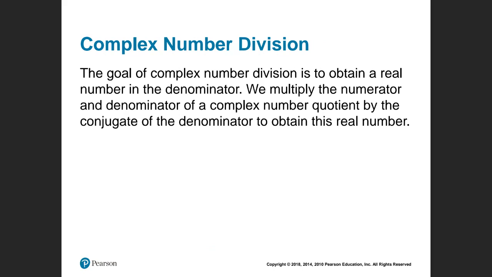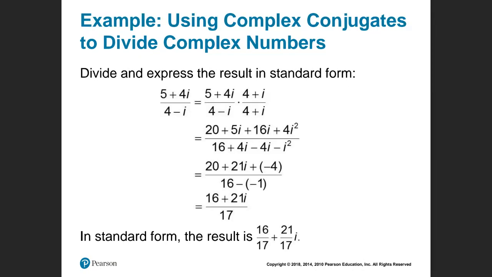Complex number division. The goal of complex number division is to obtain a real number in the denominator. We multiply the numerator and denominator of a complex number quotient by the conjugate of the denominator to obtain this real number. Our goal is to get a real number.